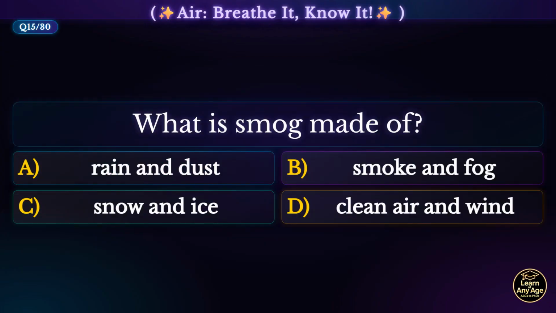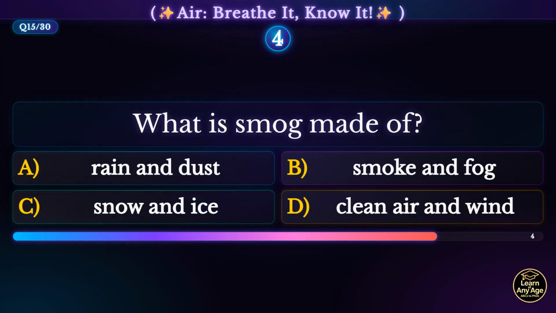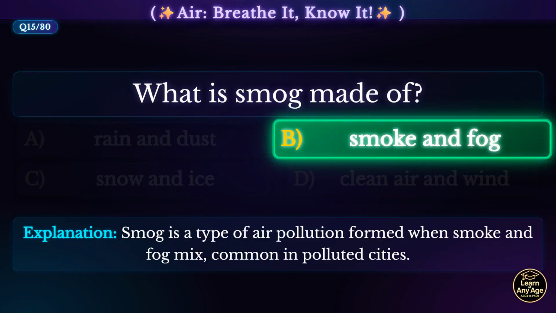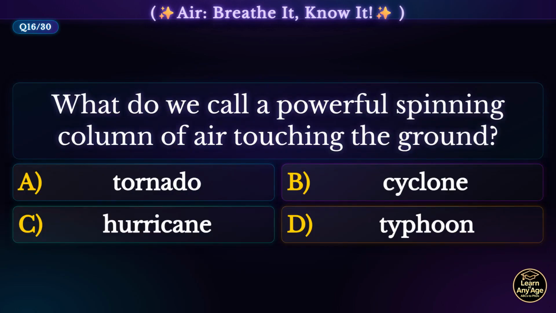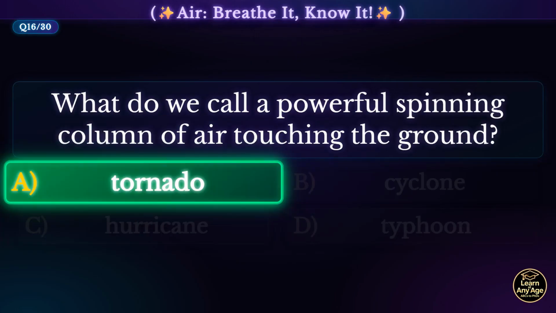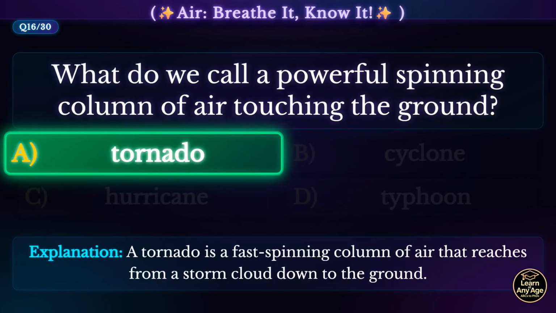What is smog made of? Smoke and fog. Smog is a type of air pollution formed when smoke and fog mix, common in polluted cities. What do we call a powerful spinning column of air touching the ground? Tornado. A tornado is a fast-spinning column of air that reaches from a storm cloud down to the ground.